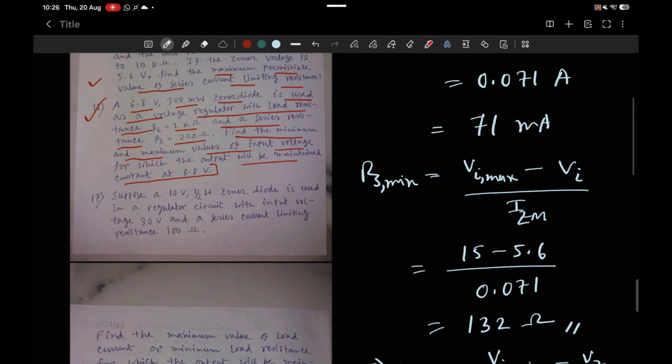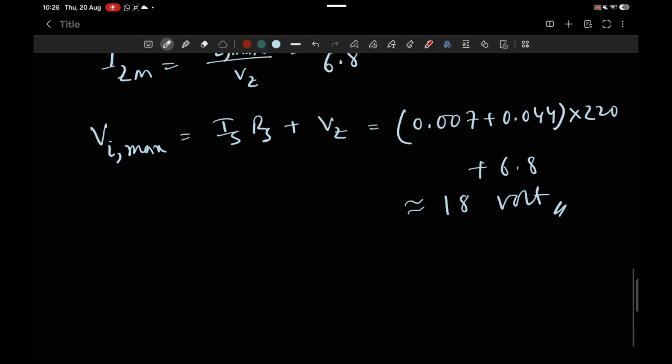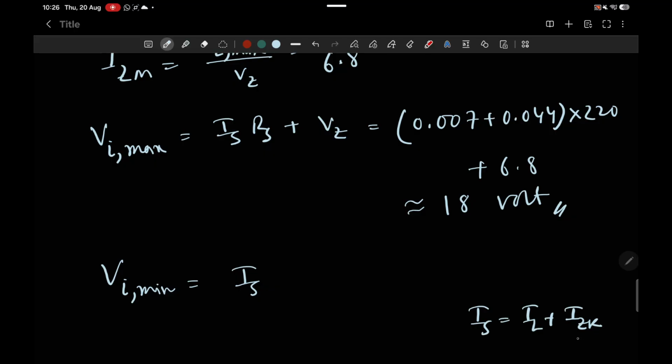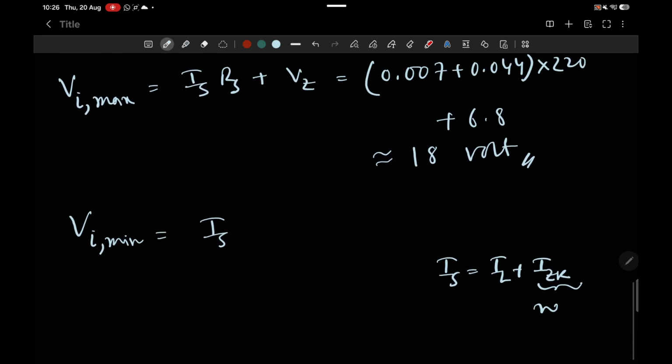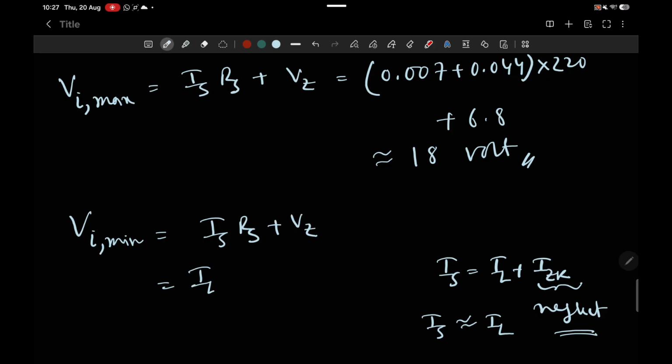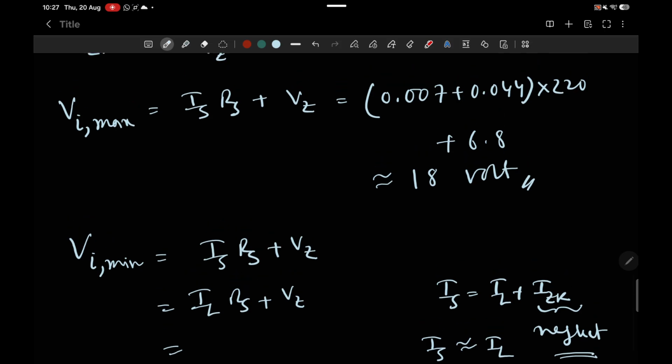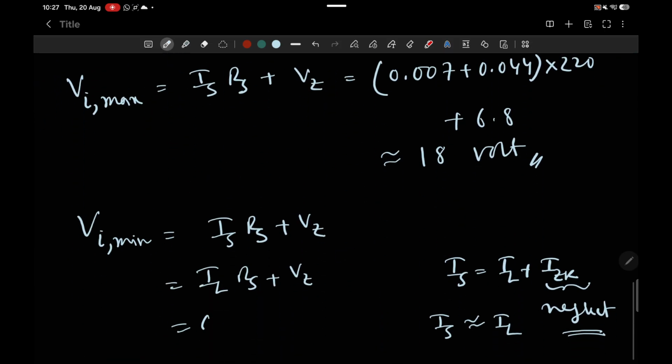Okay, now what will be the minimum value of the input voltage? VI min. So in that case, in case of VI min, IS will become IL plus IZK, right? So here IZK is not given, so we have to neglect IZK. Okay, so we have to write IS equals IL. So IL is given as 0.007 into 220 plus this. So it is nearly 8 volts.